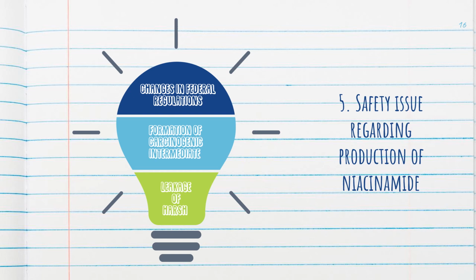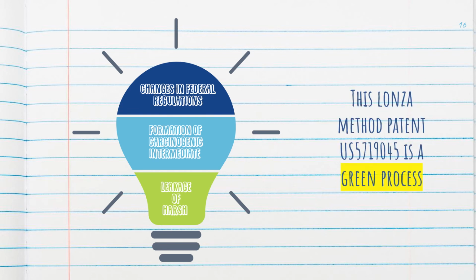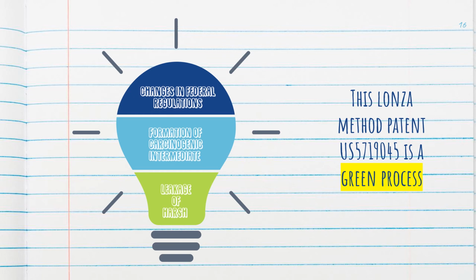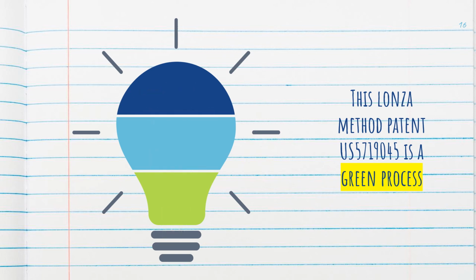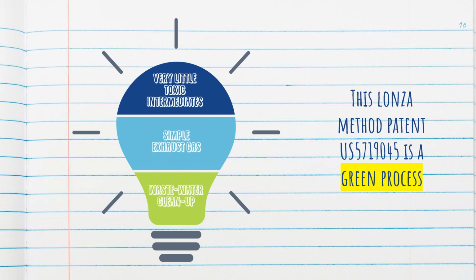However, this production method with patent US 5719045 is promoting green chemistry. Hence, the increase in regulations will not give any bad safety issue, as the process requires very little toxic intermediates and relatively simple exhaust gas and wastewater cleanup.